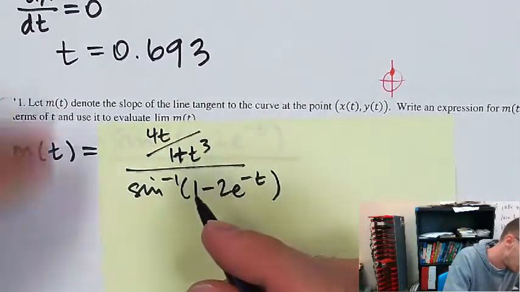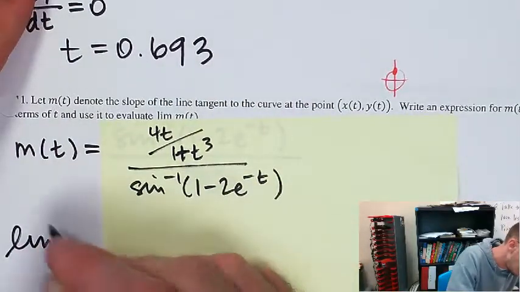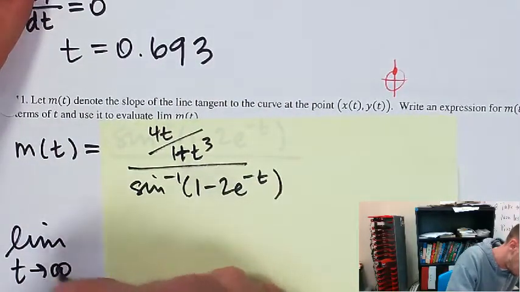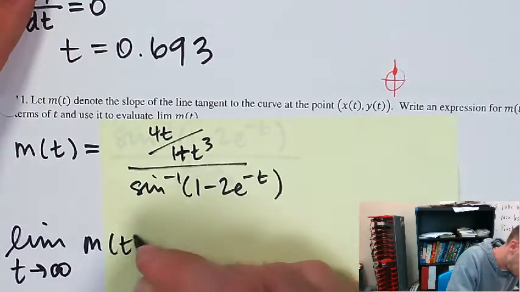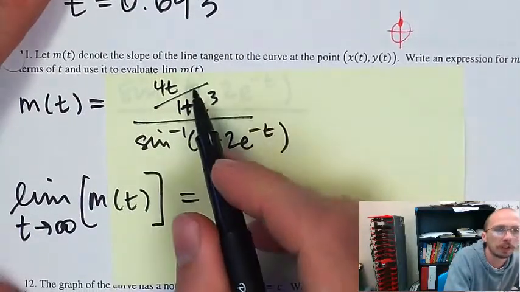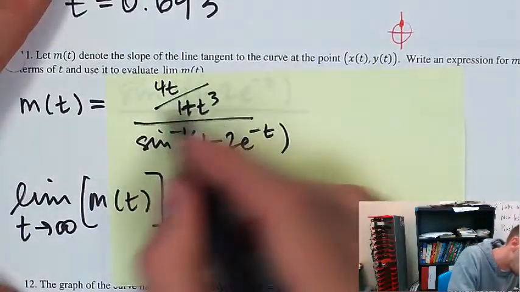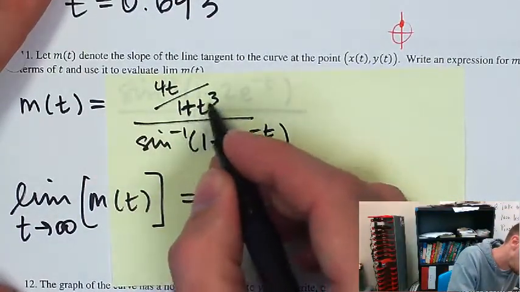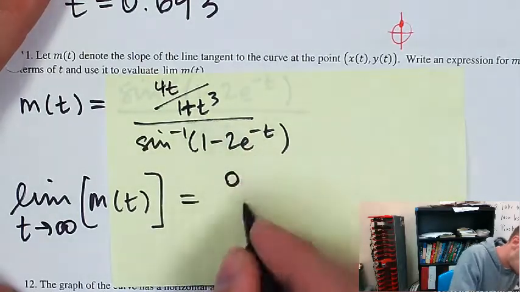Okay, so I'm over here. I'm going to say that the limit as t approaches infinity of m of t is going to equal, okay, on top, this one's bigger, on the fraction up here, this grows faster, so this one's going to 0.